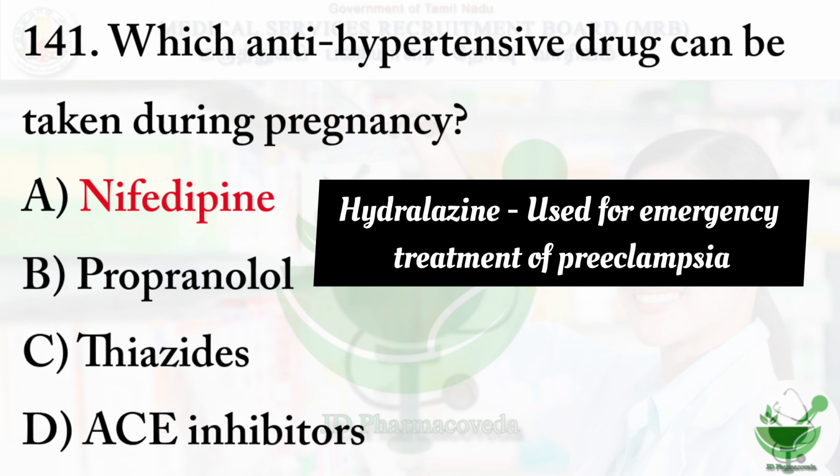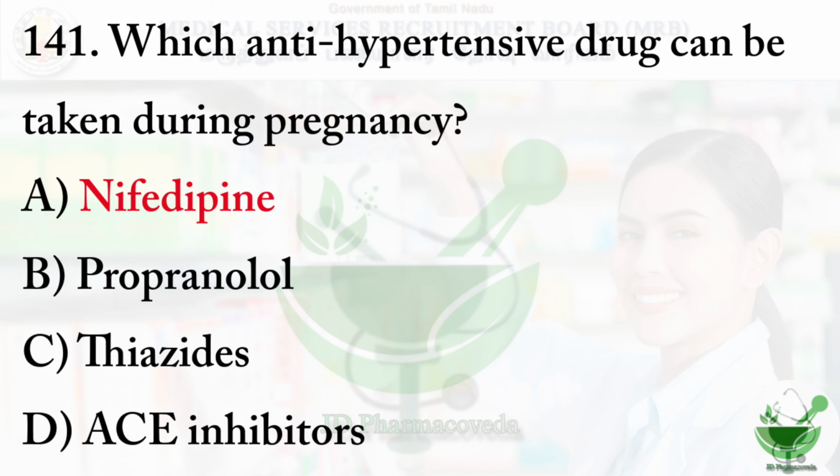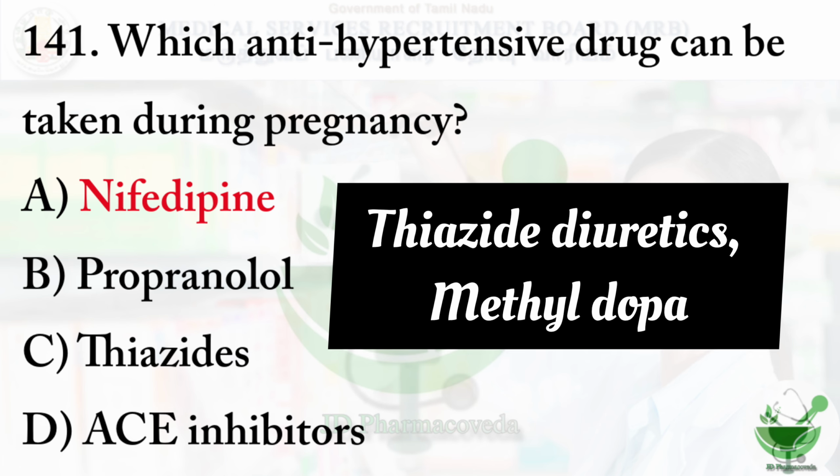So preeclampsia means high blood pressure in women after the 20th week of pregnancy. And other drugs are thiazide diuretics and methyldopa. Methyldopa can be used as an alternative medicine if other drugs are not suitable.